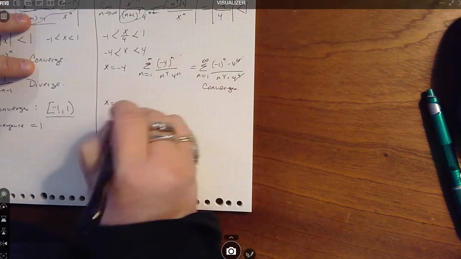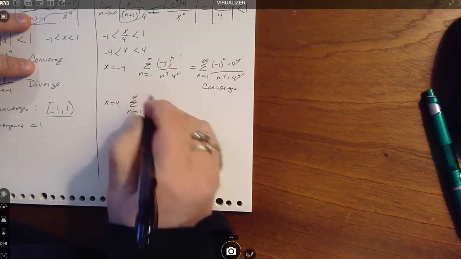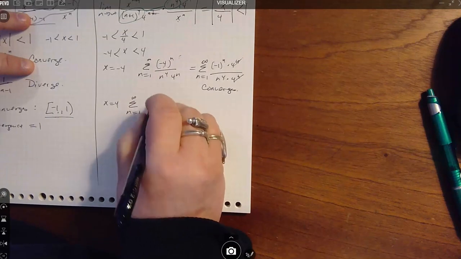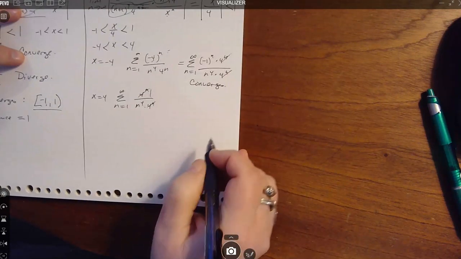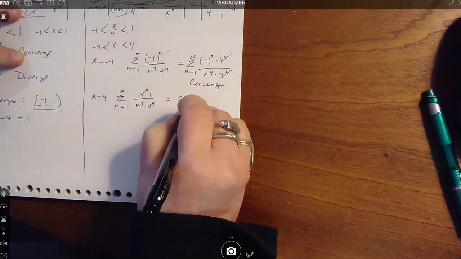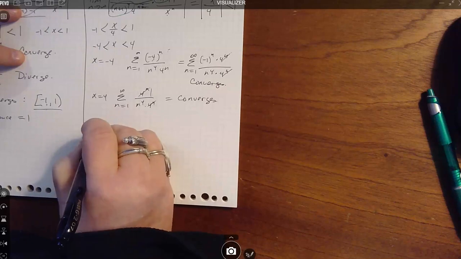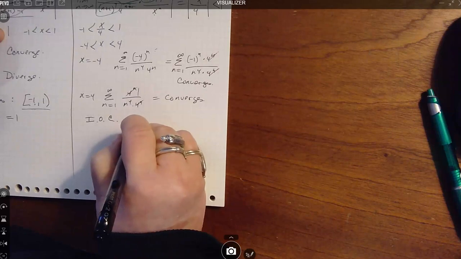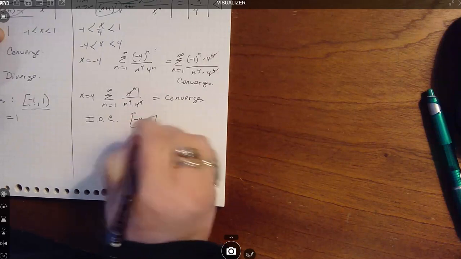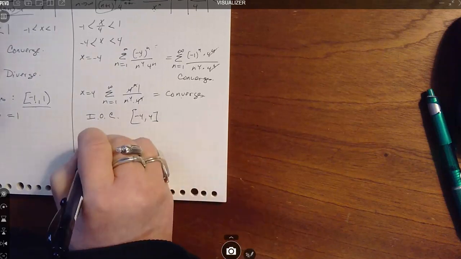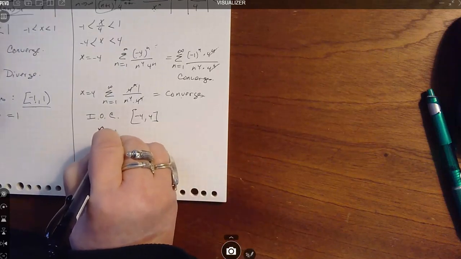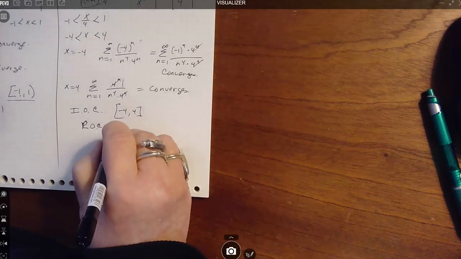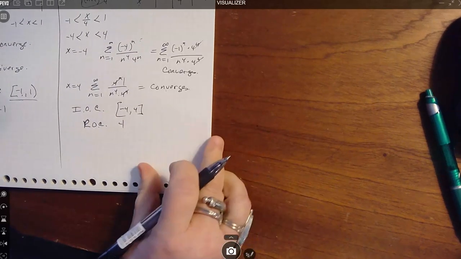If x equals 4, I have 4 to the n over n to the 4th times 4 to the n. The 4 to the n's cancel. I have 1 over n to the 4th. My p is equal to 4. This also converges. So my interval of convergence, my IOC, is from -4 to 4. I include both endpoints since both of them converged. Let's say our radius of convergence, ROC, because mathematicians are lazy. Well, I'm lazy. Don't like writing everything. My radius of convergence is 4. Next.